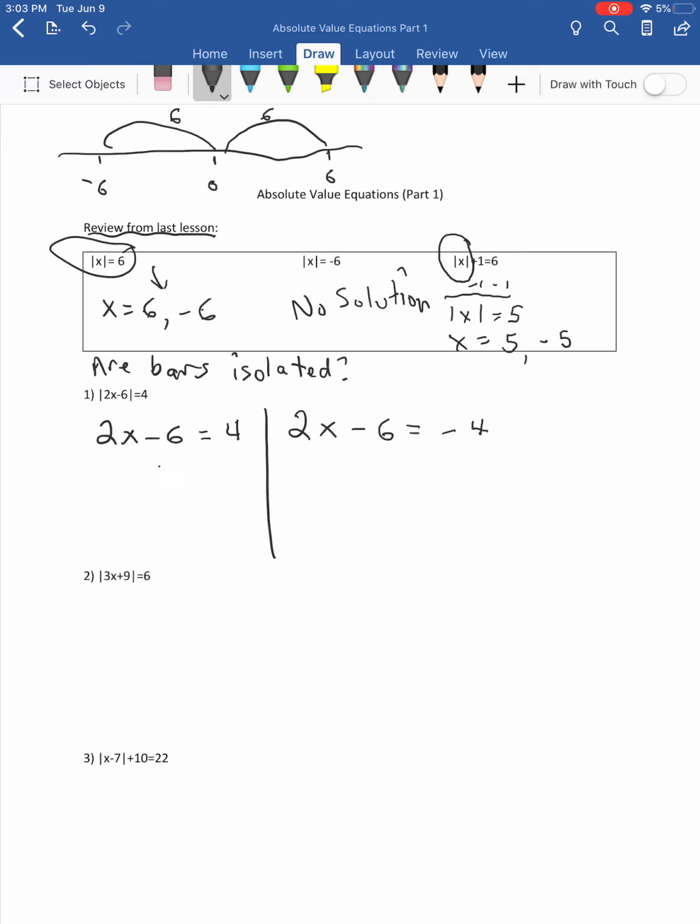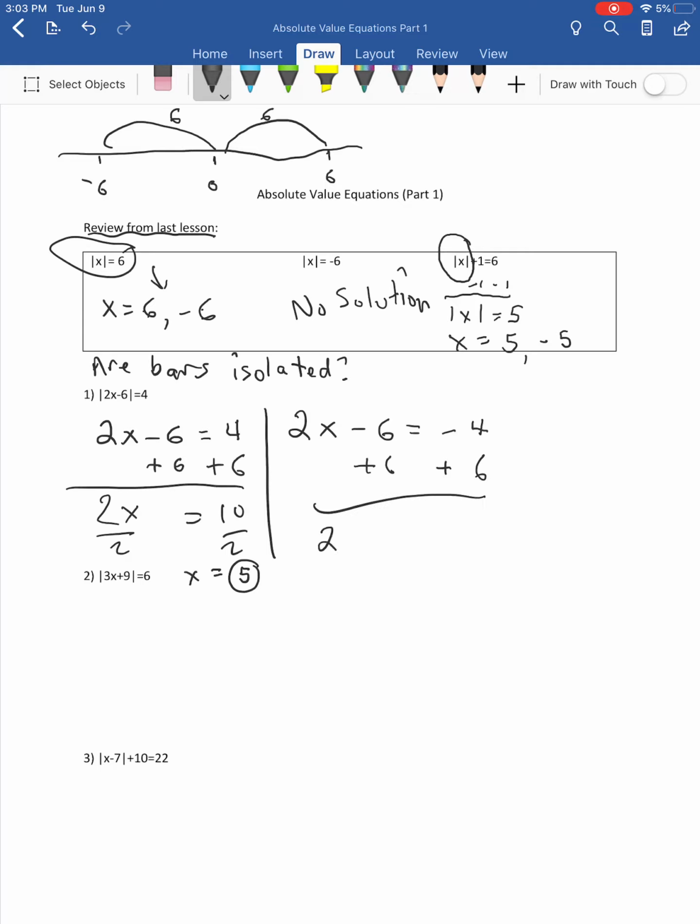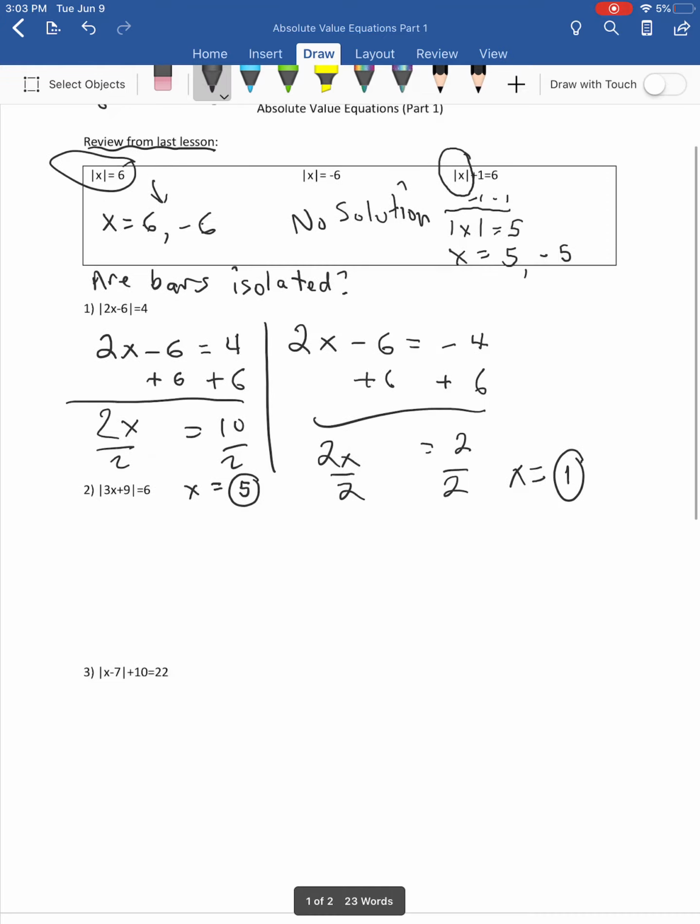Okay, so let's solve on the left. 2x equals 10. So x is 5. That's one of the solutions. And 2x equals 2. And x equals 1 is going to be the other one.